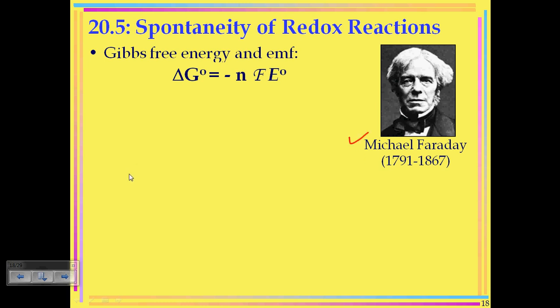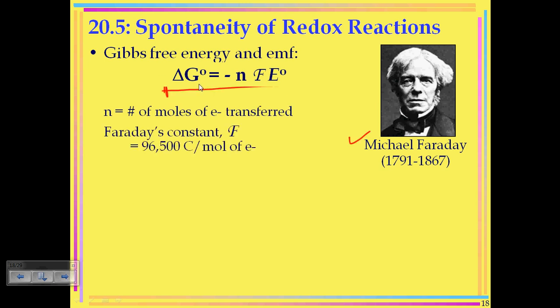Michael Faraday did a lot of work in electrochem, and that equation is an absolute must-remember equation. It's delta G0 is negative NFE0. That equation is very important because it connects Gibbs free energy delta G to the cell potential, and because of the negative sign here, you can see the higher the positive value of E0, the lower will be delta G0. So you absolutely must remember this equation.